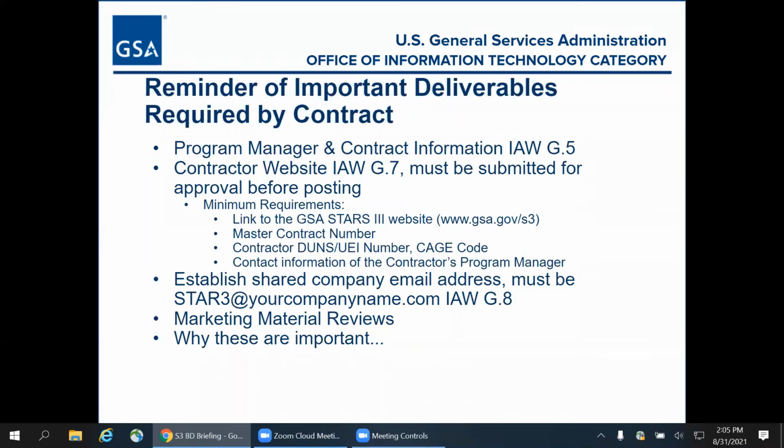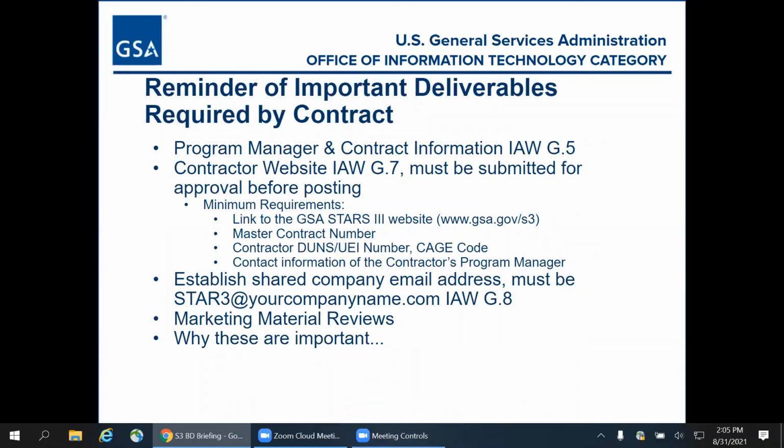The second deliverable you have is to submit your company webpage to our STARS 3 website, or email, so we can review it to make sure that all the STARS 3 contract information is included. We have sent a Google form to people that have not submitted their webpage. So if you got the Google form, please submit your webpage through that Google form versus through an email. And then we'll email you an approval or if there's corrections needed.